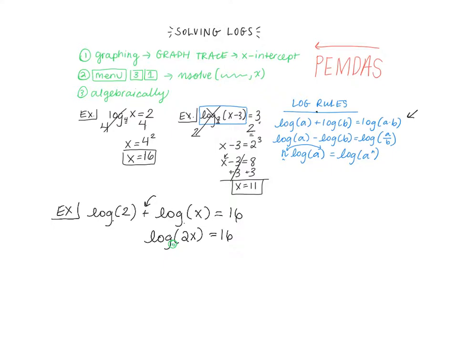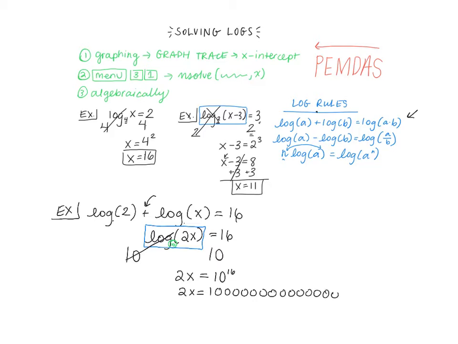So I'm now ready, since I have my log alone on one side, to get rid of that log, and I'm going to do it by "big 10ing" it. On the left side, it's going to cancel out, and I'm left with 2x. On the right side, I'm going to have 10 to the 16th power. All right, you guys, total honesty, I do not have a calculator handy, but I'm going to figure that this is 1. Actually, no, this is 1 with 16 zeros. So we know this is actually 2x equals 1, and then 16 zeros: 1, 2, 3, 4, 5, 6, 7, 8, 9, 10, 11, 12, 13, 14, 15, 16. I should have chosen a smaller number.